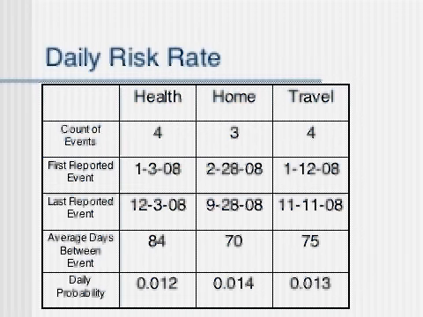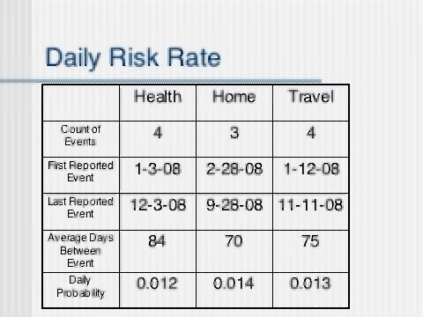This table condenses the information on the previous slide. 4 health-related events occurred, 3 home-related events occurred, and 4 travel-related events occurred over the past year. The average number of days between each incident was calculated through the entire span of events of that type, divided by the number of events that occurred.